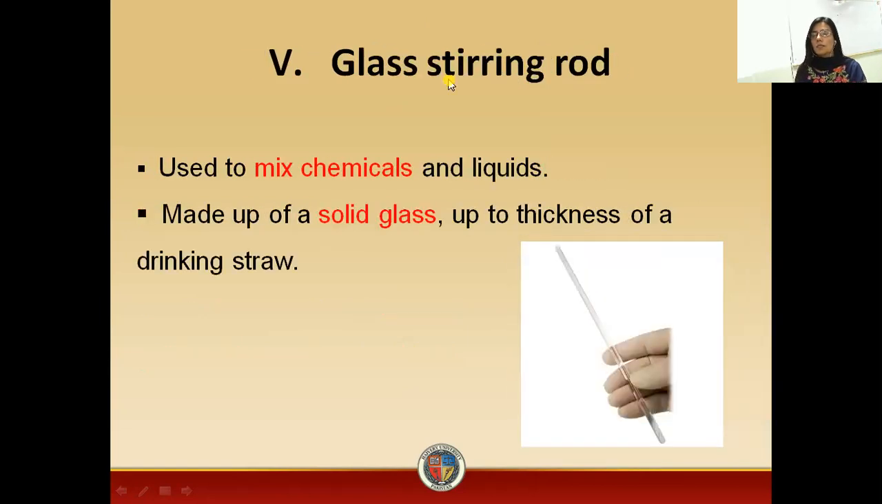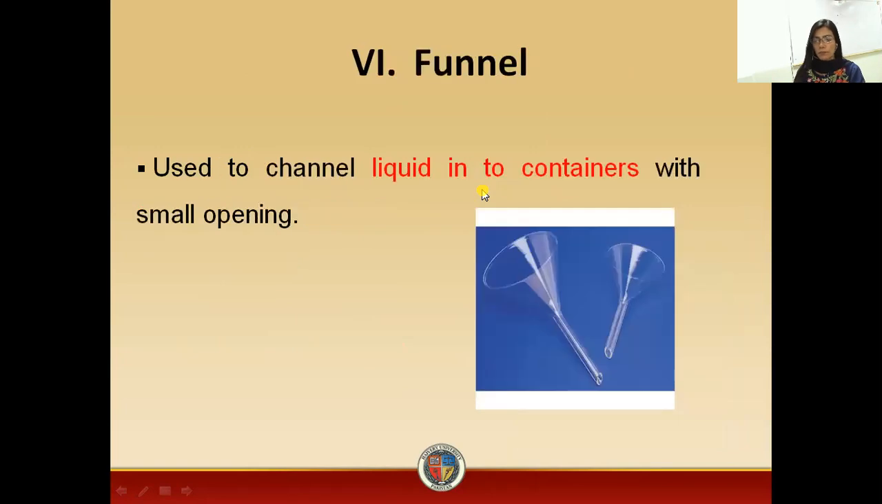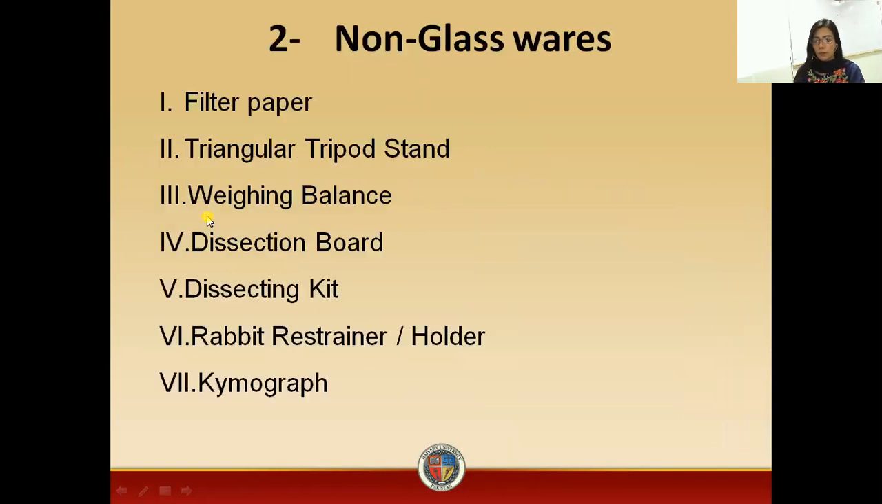So, glass stirring rod. These are the rods which are made up of solid glass and are used for the mixing of chemicals and liquids in the lab. Funnel. Funnel is used to channel liquids into the container with small opening.